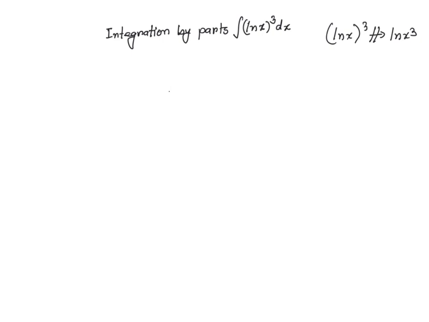Now let's say I make a substitution. Let t be equal to ln of x. Then, applying the inverse of natural log to both sides, I get exp of t equals exp of ln of x. Exp of t is e to the power t, and the exponential and natural log cancel each other, so that gives you x. So I have e to the power t is equal to x.